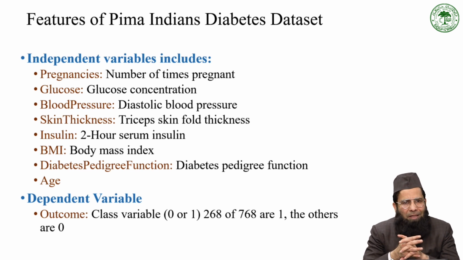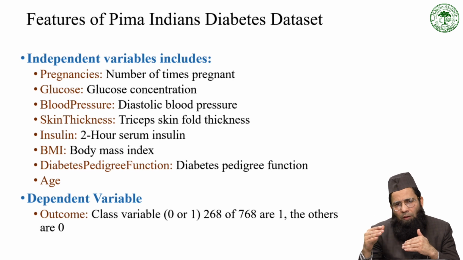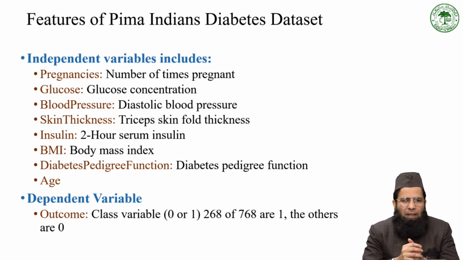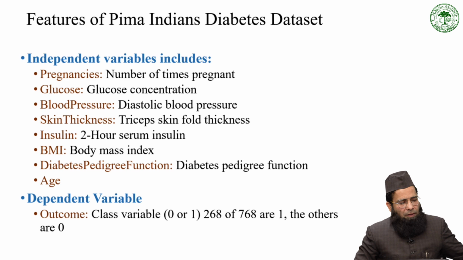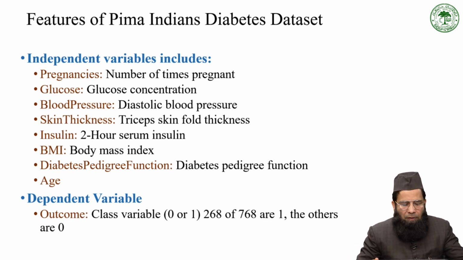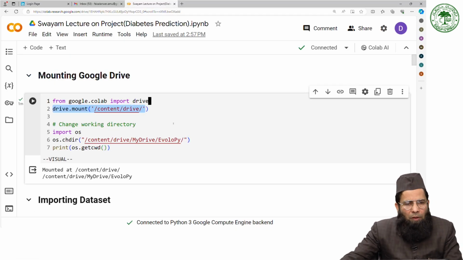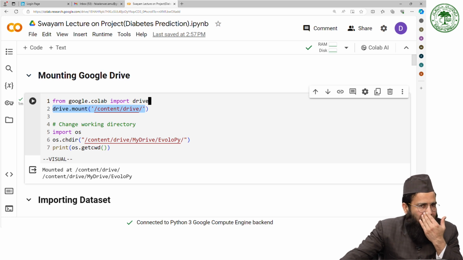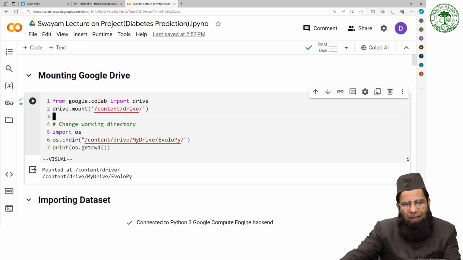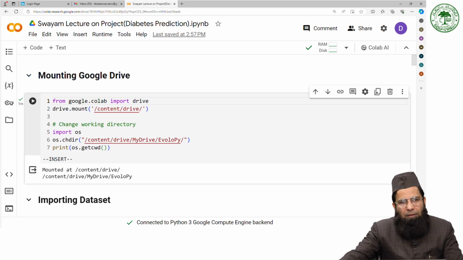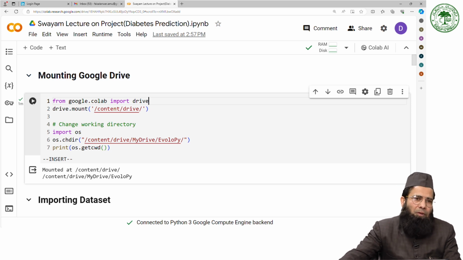Let me switch to Google Colab, where we will execute all the stages of the data science project, and there we will discuss all the steps. So first, you need to import the dataset, right? And before importing the dataset, since I have uploaded my dataset to my Google Drive, first I need to mount the Google Drive, right?